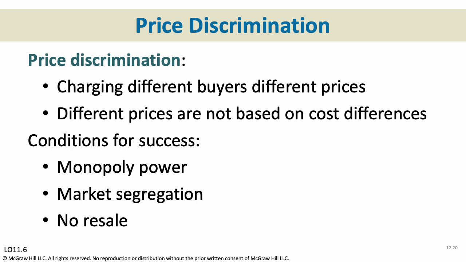Market segregation means you've identified your different buyers and can separate based on their willingness to pay. And no resale means that a low price buyer is prevented from buying at the low price and reselling to a high price buyer. Otherwise, this would break down. So we're going to look at some examples of this in a minute. Number one, you need monopoly power or close to it. You need a segregated market and no resale.